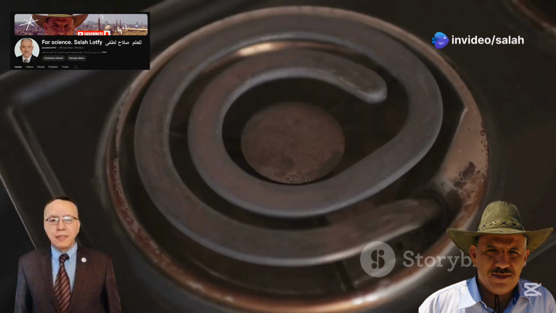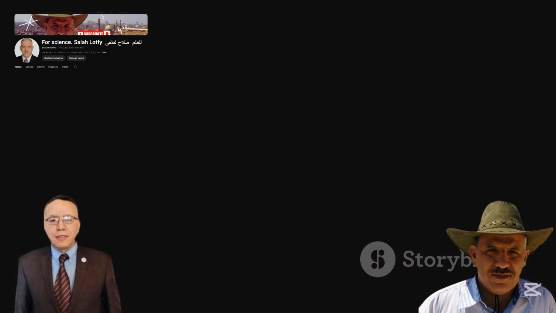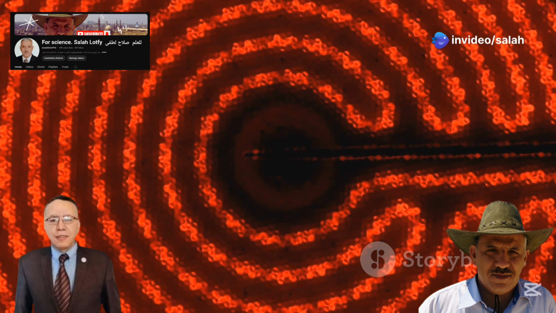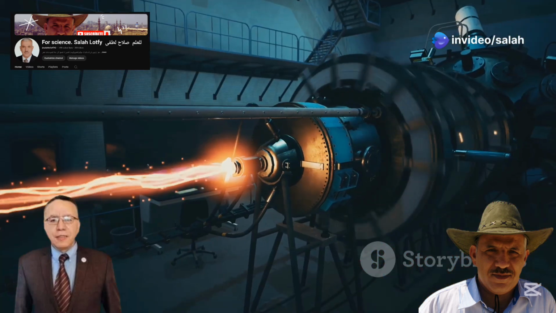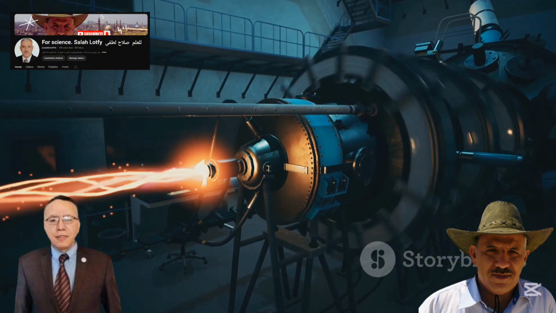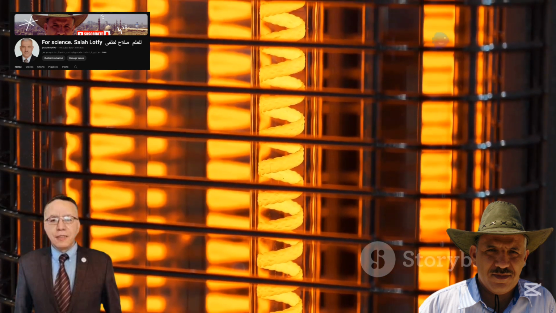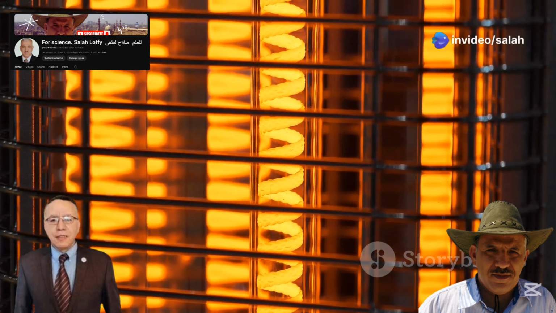One method is called ohmic heating, which is similar to how an electric stove works. In this process, a strong electric current is passed through the plasma. The plasma's natural resistance to this current causes it to heat up, much like how the coils of an electric stove glow red hot when electricity flows through them. This method is effective up to a point, but to reach the extreme temperatures needed for fusion, additional heating methods are required.